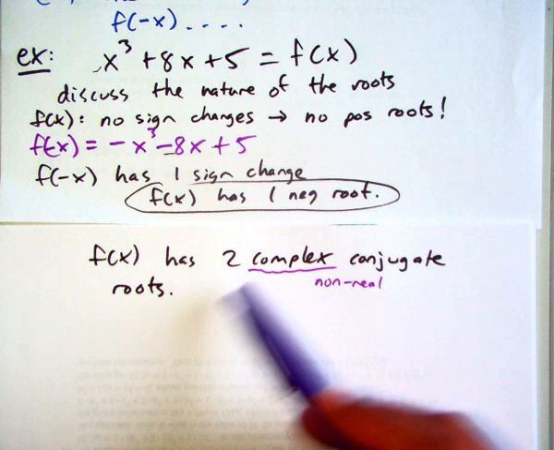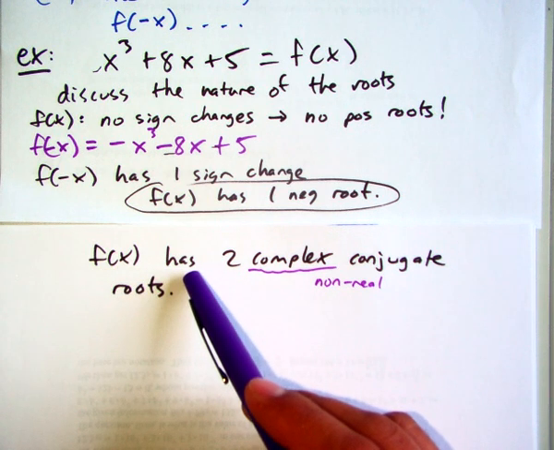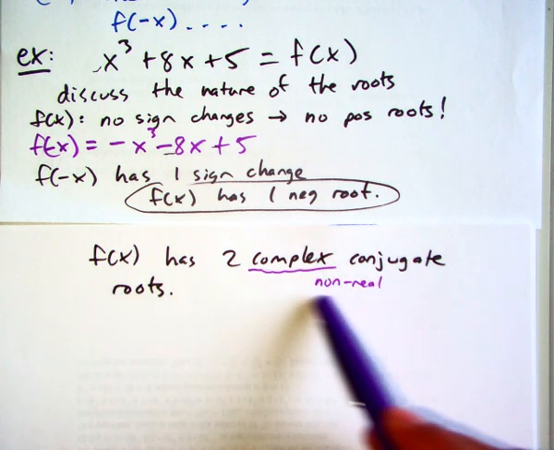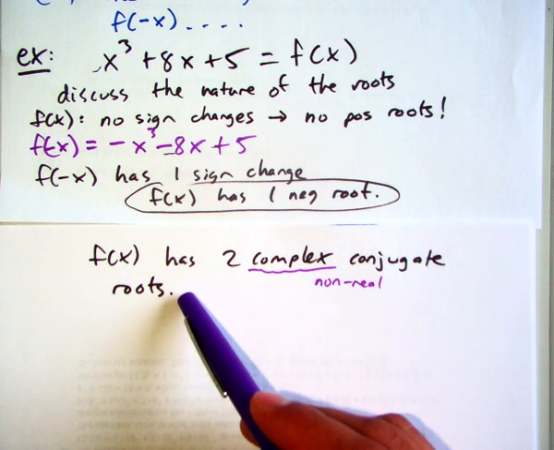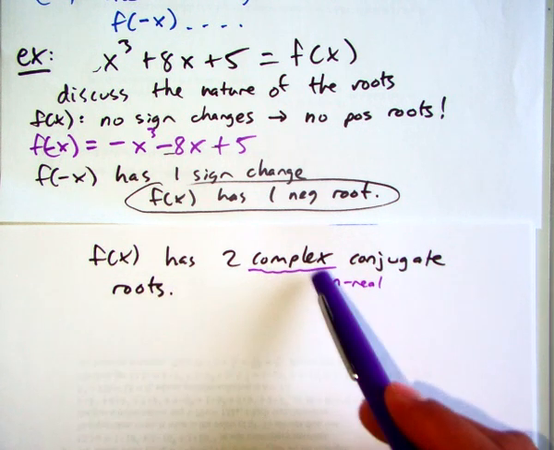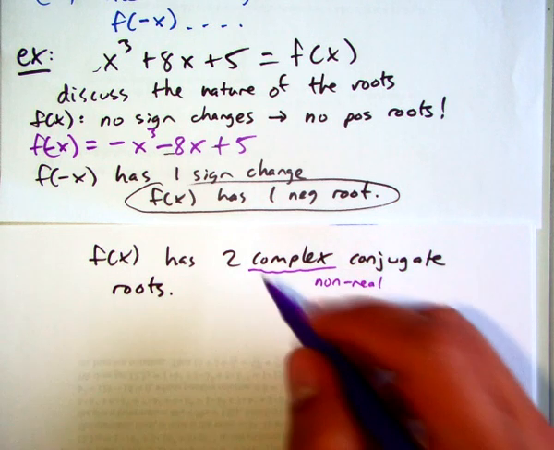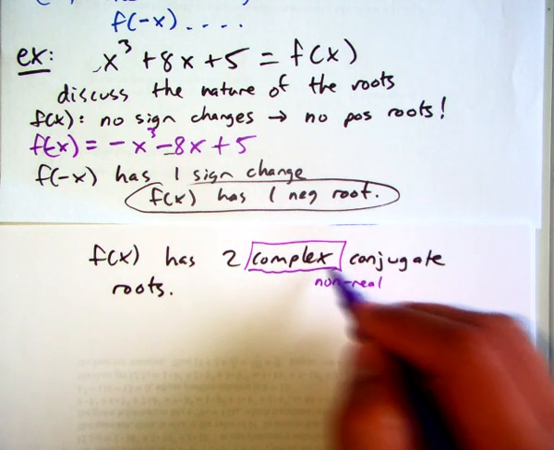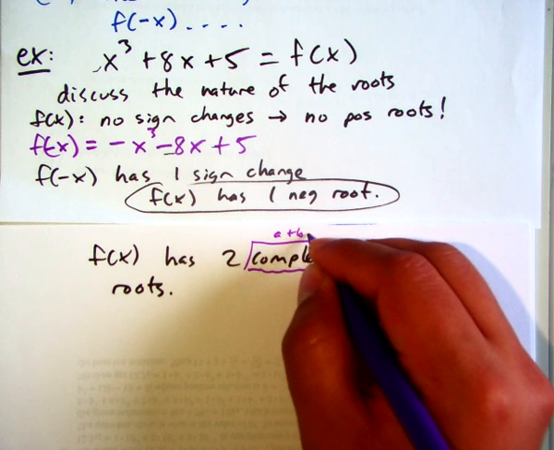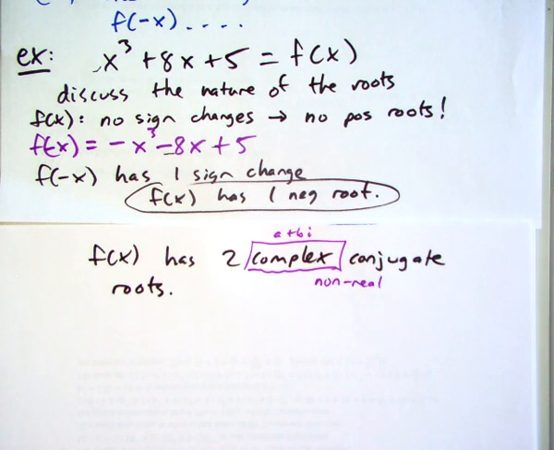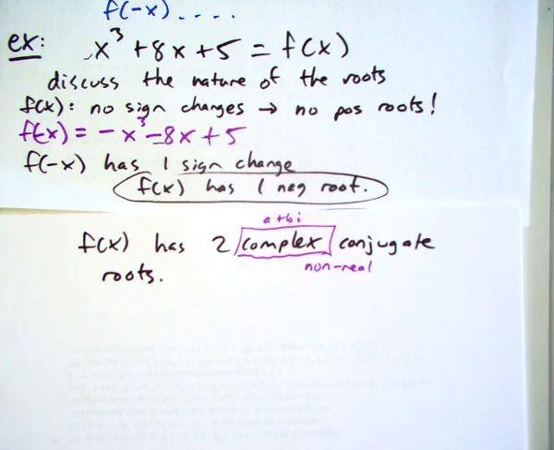So you can say f of x has 2 imaginary conjugate roots, or 2 complex non-real conjugate roots, or if you just say 2 complex conjugate roots, I'm going to be okay with that, with the assumption that complex refers to a plus or minus bi, okay, with an actual imaginary term. Just kind of easier to say it that way.